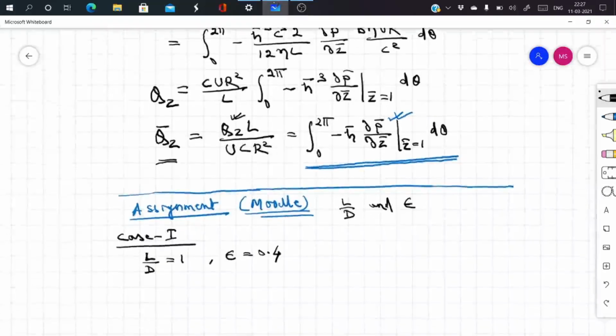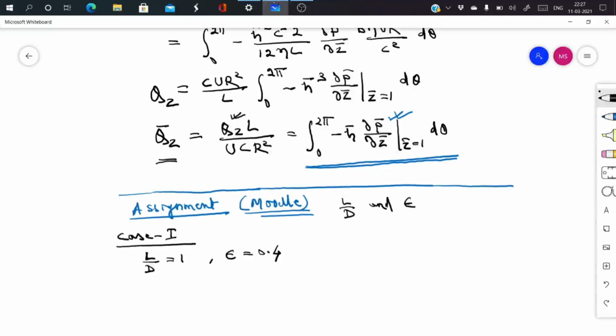Take suitable nx and nz, that is, the node numbers in x direction or theta direction and node numbers in z direction. And then with these two inputs, first show the pressure plot. I told you to plot with mesh. Already I have shown how to plot that.